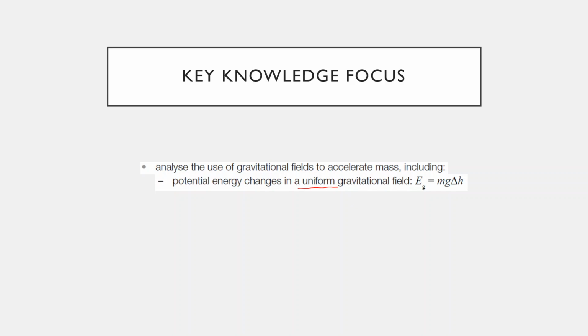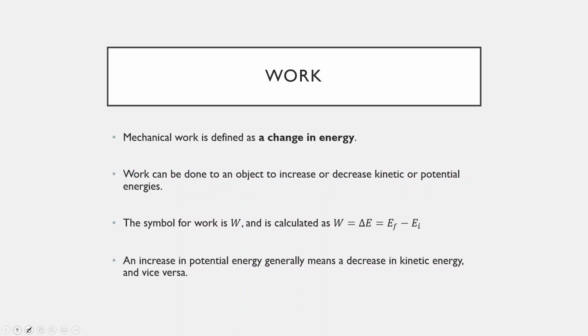We're going to be using the formula that you're familiar with. The change in gravitational potential energy is equal to mg times the change in height. Fair enough. That's pretty straightforward. We've done that before. Let's take a look at what we're doing. Just a little bit of a reminder.